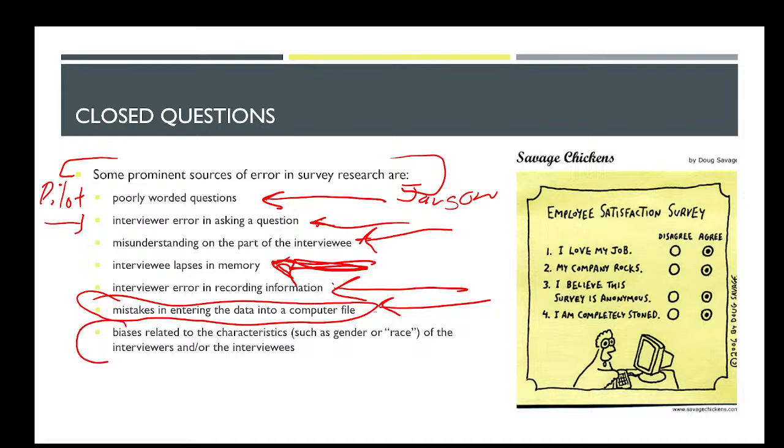Okay, and then biases related to characteristics such as gender or race of the interviewers or interviewees, right? You know who your interviewers are. You don't often know who your interviewees are. They may give you answers that are way out of line based on their own biases. If you're doing a survey on climate change, you might get someone who's rabidly against climate change, and that bias might affect how they answer. They might not be giving you authentic answers, but they have an ideological reason for answering the way they do.